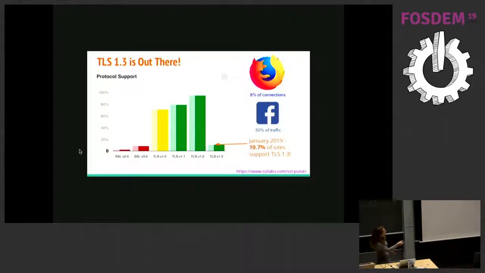SSL Pulse says that 10.7% of sites are now supporting it. That's a quick uptake if you think it was released in August. Facebook claimed a few months ago that 50% of its traffic uses TLS 1.3. I can believe that because it can control both ends of the connection. And at Mozilla, we see about 10 or 8% of our Firefox connections using TLS 1.3.